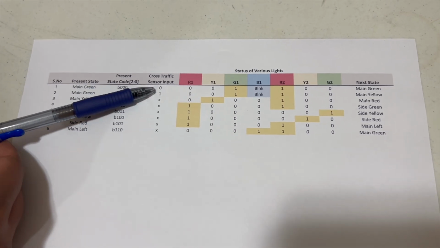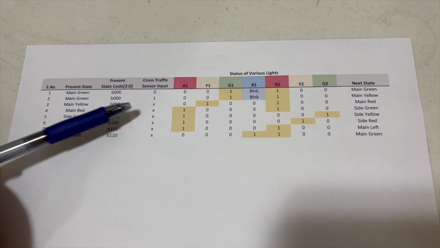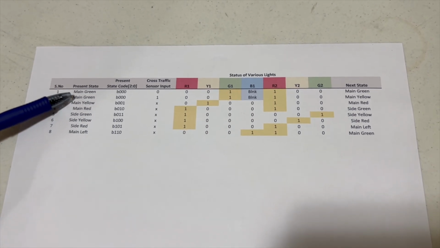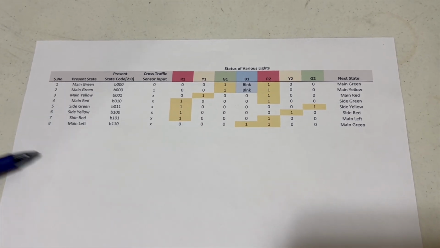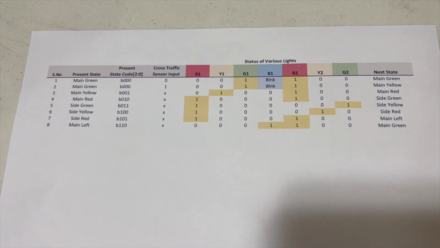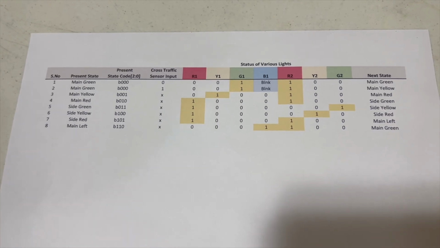So if there's no sensor input, it'll just remain as main green because that has priority. But if there is a sensor input, it is going to change to main yellow, then red, and then we'll go down this list when there is a sensor input, but it'll only do that when the time for the main green has elapsed, and we can show that in the code later.